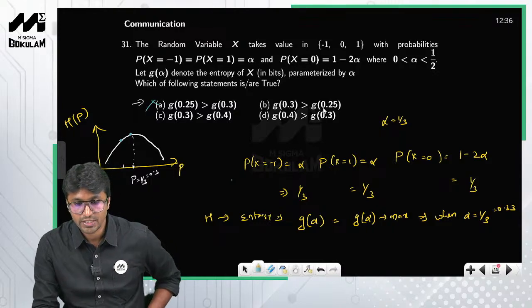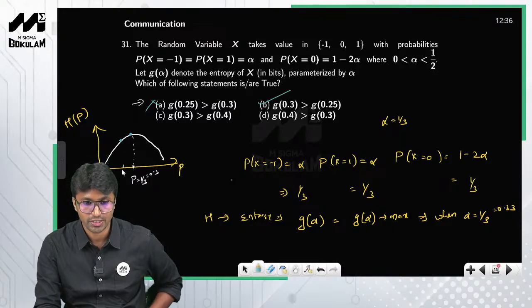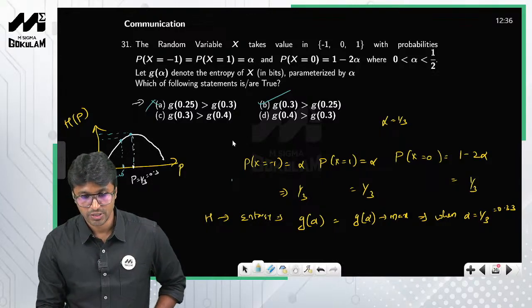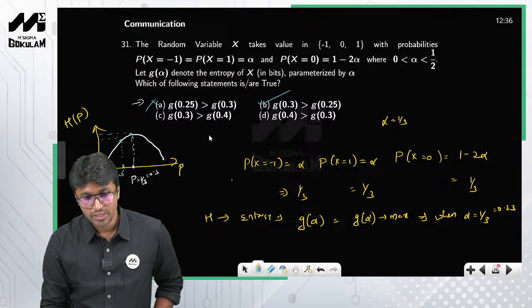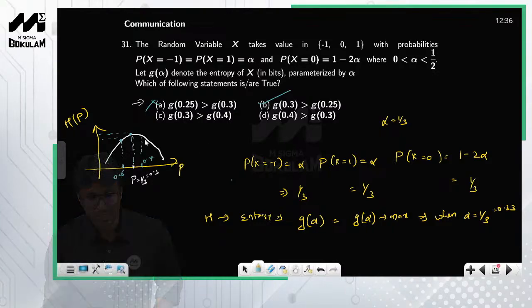G of 0.3 is greater than G of 0.25. Yes, this is true, right? At 0.25 the entropy value is this one, and at 0.3 the entropy value is this one. So therefore obviously the value at 0.3 is greater than 0.25, right? So this is true. The value at G of 0.3 is greater than G of 0.4. So 0.4 is somewhere here. So again this value is less than the entropy value at 0.3. So therefore option C is also correct.